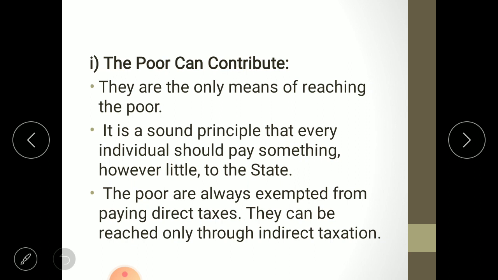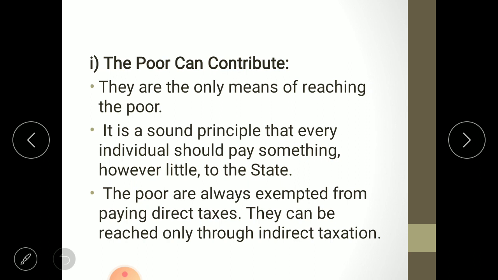So in case of direct taxes, poor are exempted, so they cannot contribute. But in case of indirect taxes, as I told you earlier, even poor are purchasing something and something. Yes or no? So when they are purchasing, be it salt or be it a matchbox, in that also the tax is collected. So by that way, poor can contribute, poor are paying the tax, and it is only indirect taxes by which government can reach the poor.